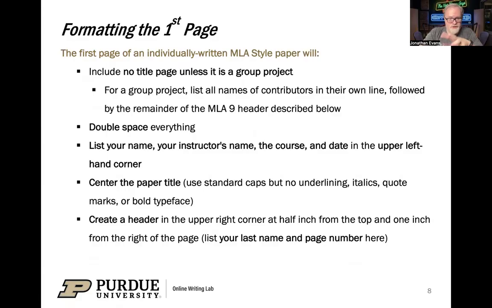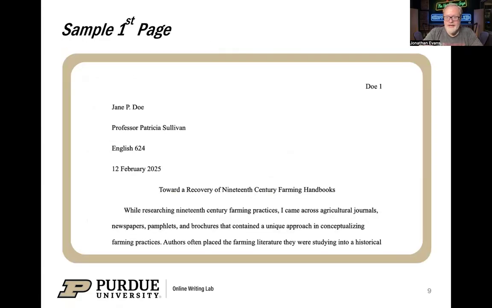We create a header. You do not have to. And it looks something like this. If you look in the upper right-hand corner, the Doe 1, that is the header. The left-hand side, Jane P. Doe, Professor Patricia Sullivan, English 624, 12th of February, that's the heading. Then "Towards a Recovery of 19th Century Farming Handbooks." That is our title. Drop down, and we simply indent and start our first paragraph.